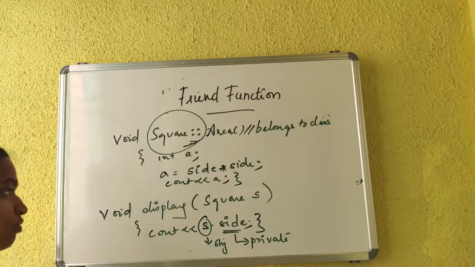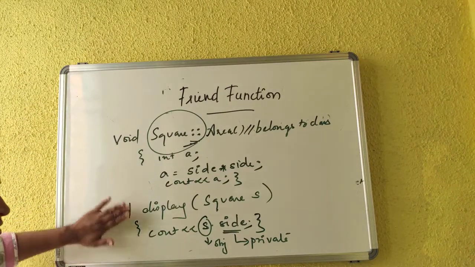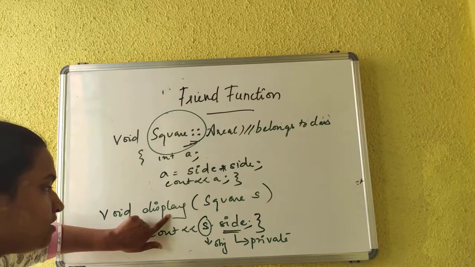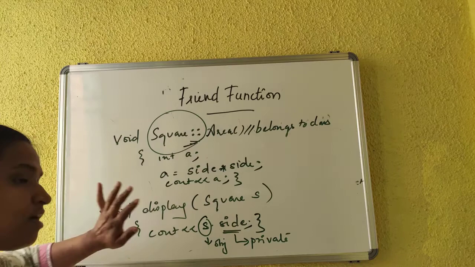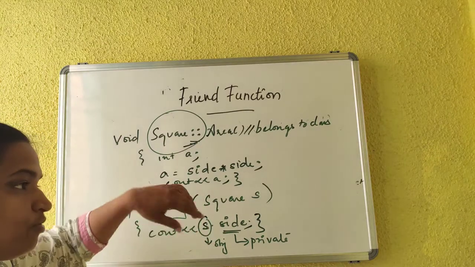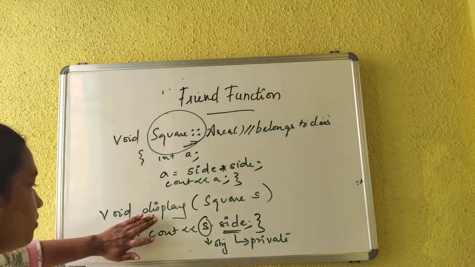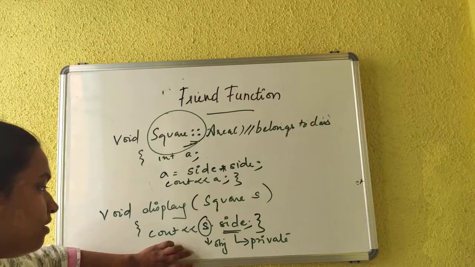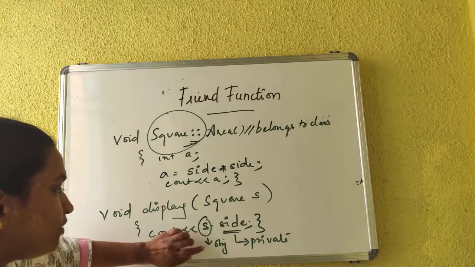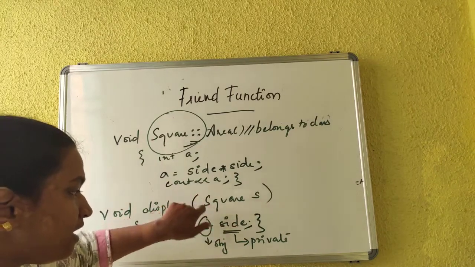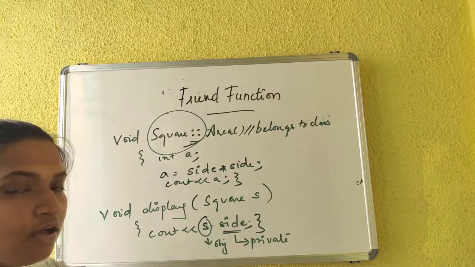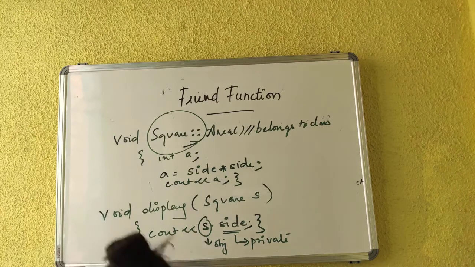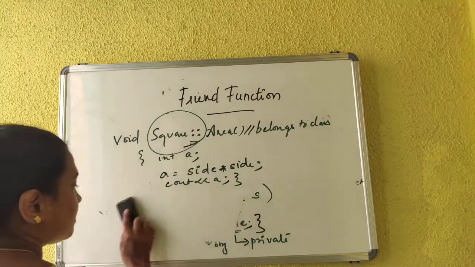I hope you all have noted down the differences. See, display is a friend function. You need not specify the keyword here. You just have to specify the keyword friend when you are declaring it. Inside the definition you are using side, which is a private member, accessing it using the object of the square S. I hope you have understood that.